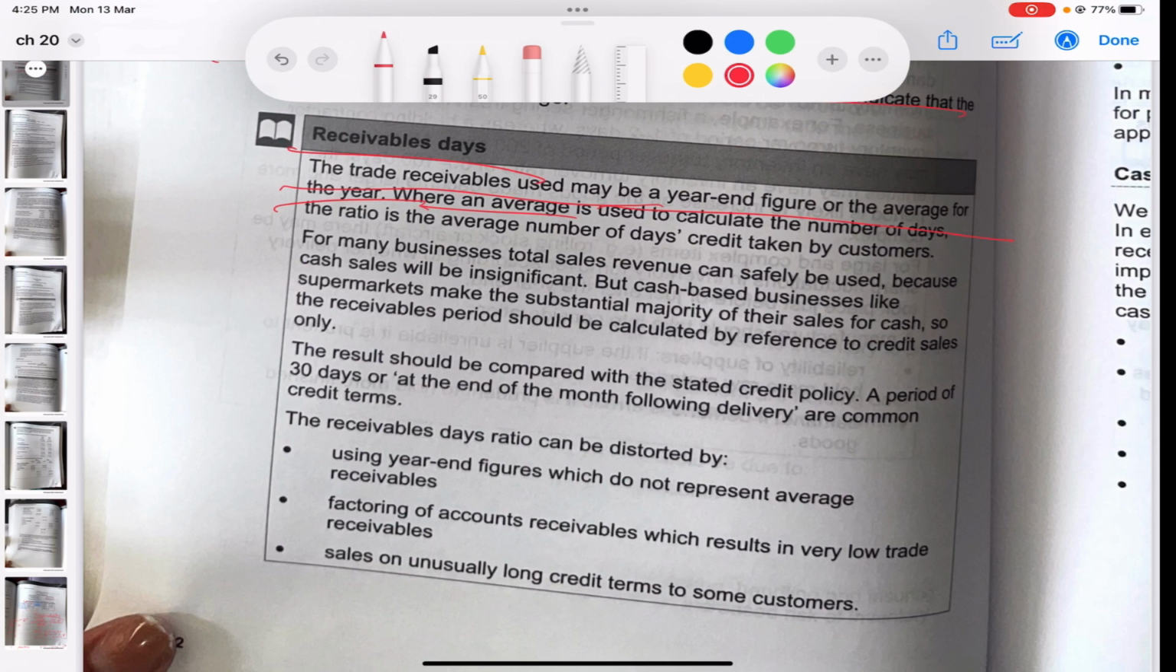Okay. For many businesses, the total sales revenue can be safely used because cash sales will be insignificant. Okay, read this. The result should be compared with the stated credit policy. So every time we saw the credit limits in a previous chapter, right? We used to set credit limits for every customer. So like that, we need to compare the reality with the credit limits which we had initially set.